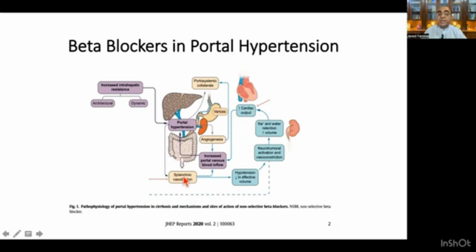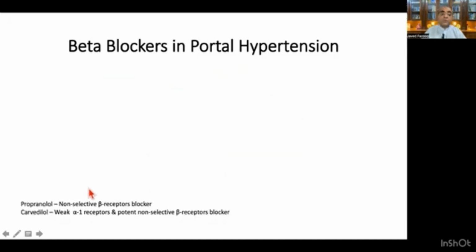concentration increase on the splanchnic circulation, what it does, on one hand, it increases the blood flow directly, and second, through this mechanism, the hypotension in the effective volume, leading to neurohumoral activation and vasoconstriction, leading to sodium and water retention by the kidney, and increased venous return to the heart. So these are the two ways how the nitric oxide concentration leads to the increased portal venous inflow, and thus increasing the portal hypertension. Now, we know there are two beta blockers with us.